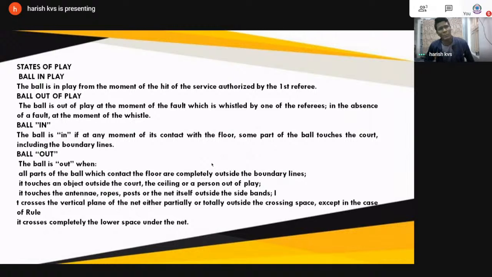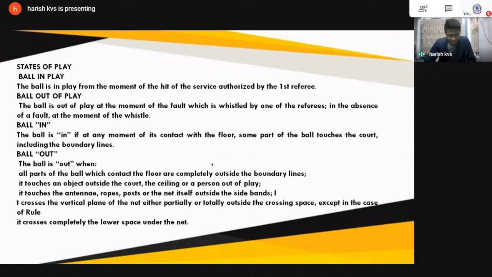So ball in. A ball is in if, at any moment of its contact with the floor, some part of the ball touches the court, including the boundary lines. Then it is called in. So here comes the importance of the court marking. The moment a team tries to make the ball land on the opponent's court, if it touches the floor within the dimensions, or else it is touching the boundary lines, then the ball is called in. And one more is the ball out. The ball is out when all parts of the ball contacting the floor are outside of the dimension of the line marking. Then the ball is called out.